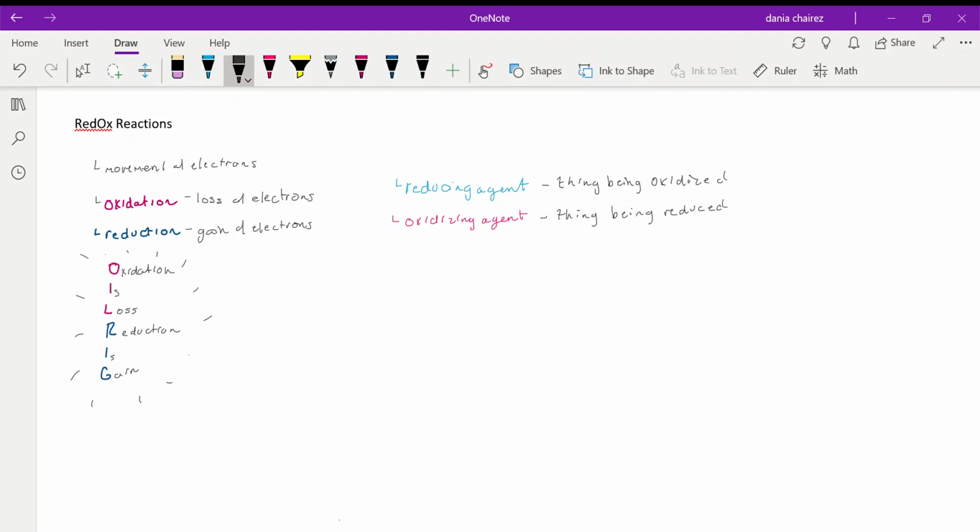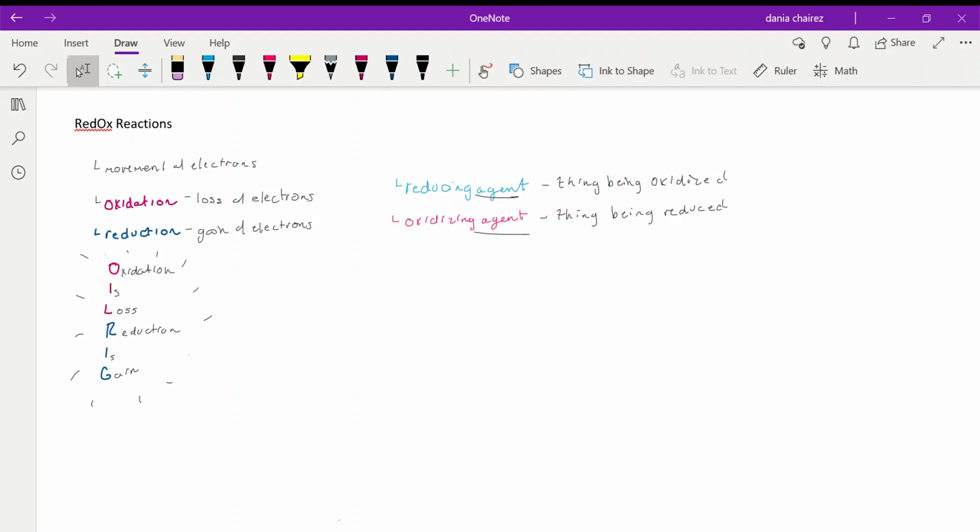Essentially, the reason it's known as a reducing agent is because the thing being oxidized is causing the other compound to be reduced. So it's your reducing agent because it's the cause of the reduction. And same thing for the oxidizing agent: the thing being reduced is causing the other thing to oxidize, therefore it's causing the oxidation, so it's the oxidizing agent. If you see the word agent after reducing or oxidizing, just think the opposite. If they ask you what a reducing agent is, it's the thing being oxidized, and vice versa.